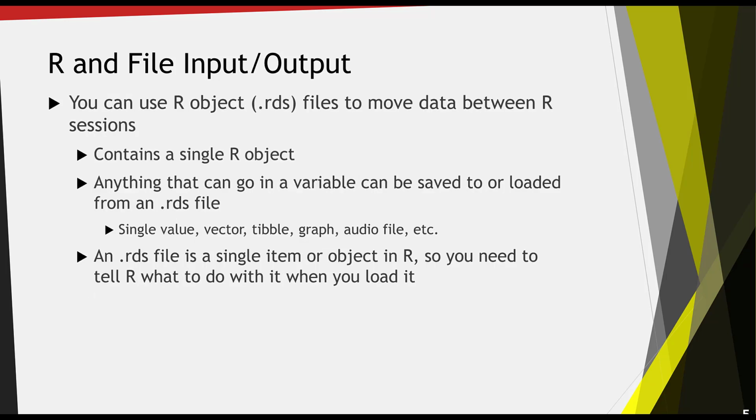One method of moving data around is the RDS file. These are R object files, and you use them to move data between R sessions. An RDS file contains a single R object, so think of it as a number, a vector, a tibble of data, anything that you can store in a variable. An important thing to remember is since RDS files contain a single item or object, you need to tell R what to do with it when you load it. And we'll work through an example of that in just a moment.